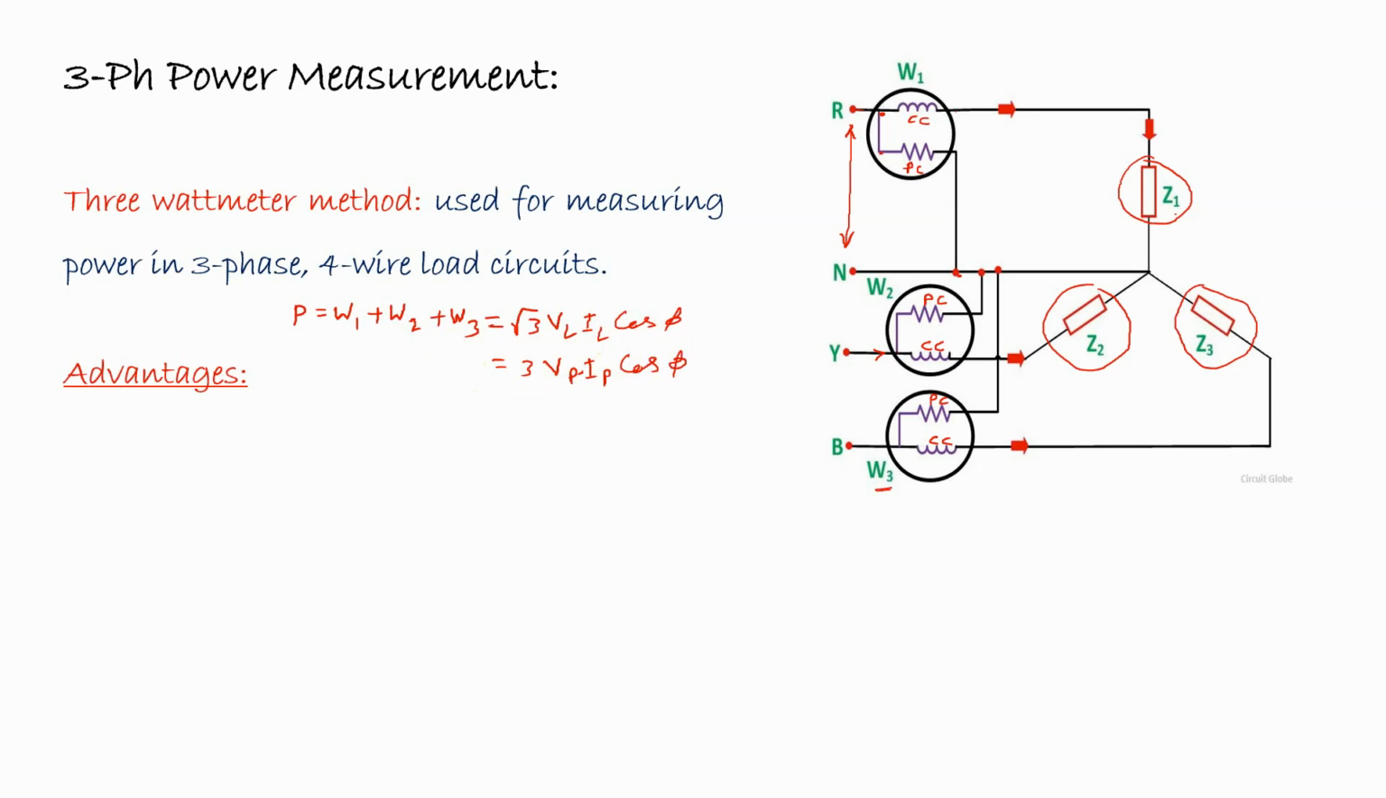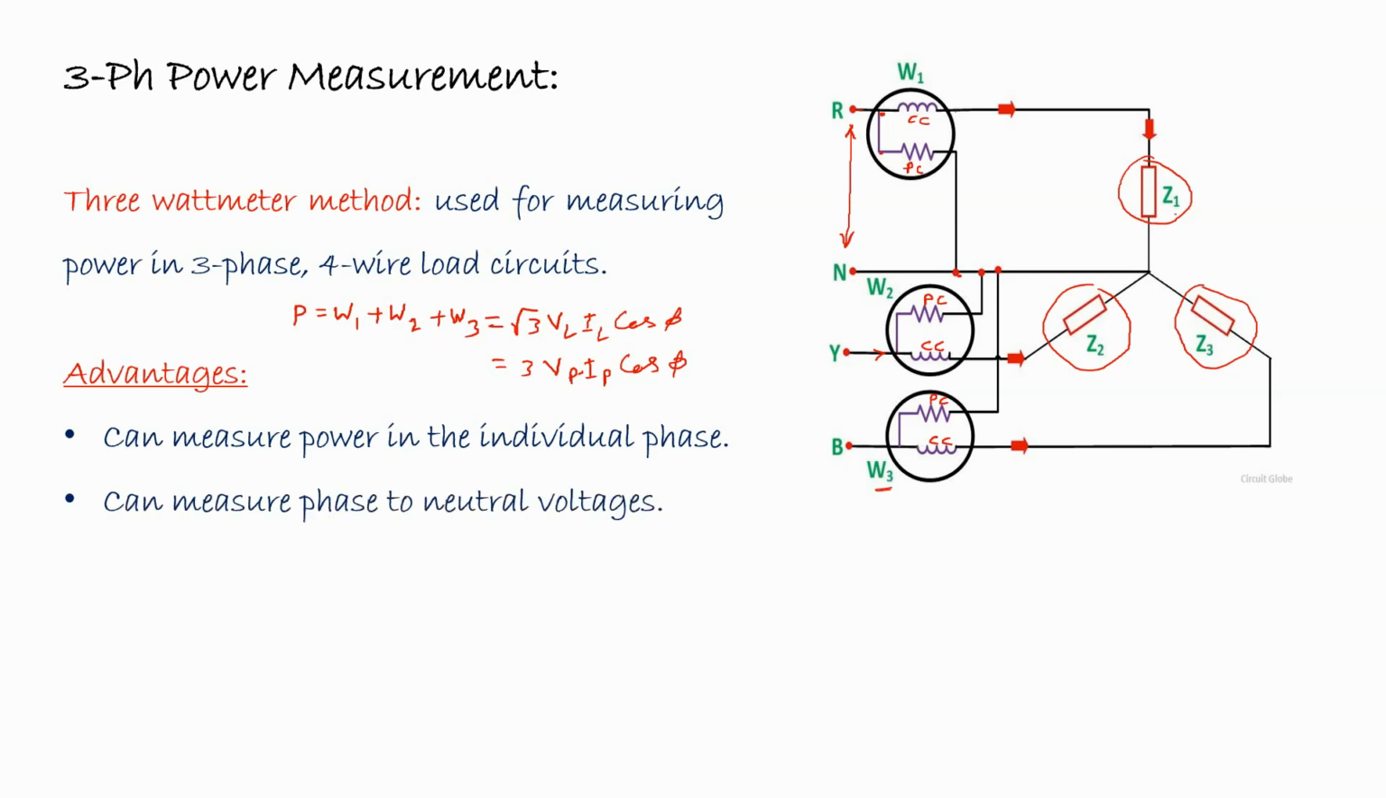There are some advantages as well as some disadvantages of this method. The first one is it can measure the power in an individual phase. That can be seen from the circuit where W1 is connected across the phase Z1. So W1 will give the power that is consumed by this impedance Z1. Similarly, W2 for Z2 and W3 for Z3. That means here the individual phase power can be measured by an individual wattmeter.